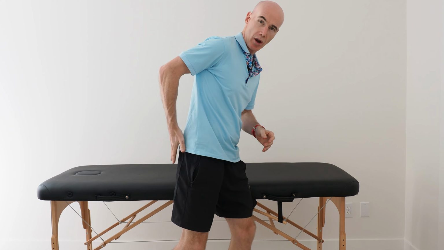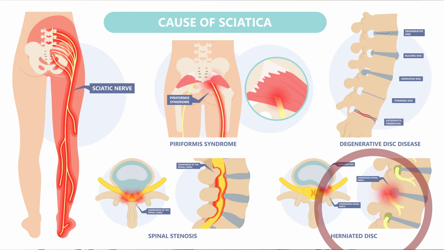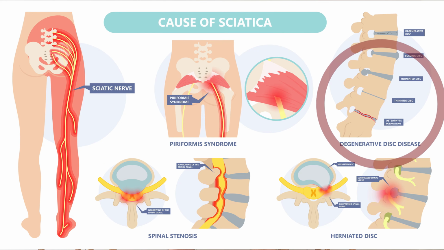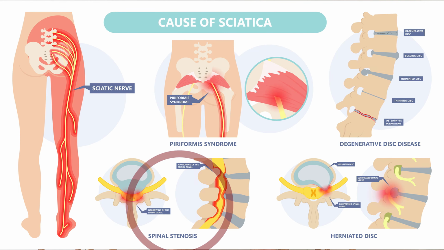If you have sciatica, which is pain in your lower back and butt running down your leg, then this video is for you. The first thing you need to know about sciatica is that it can be caused by three things. It can be caused by a herniated disc, by a tight piriformis muscle, or by degeneration or stenosis. We're going to talk about all those things as we go through this video.